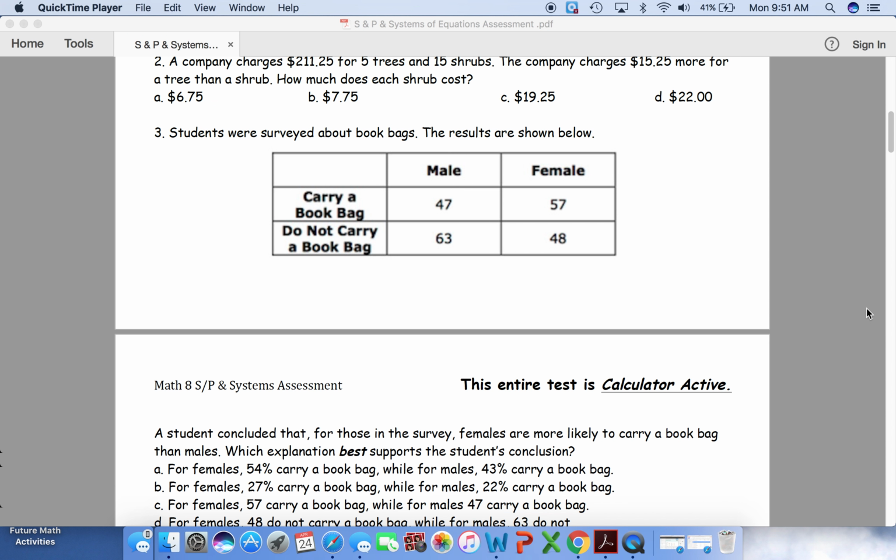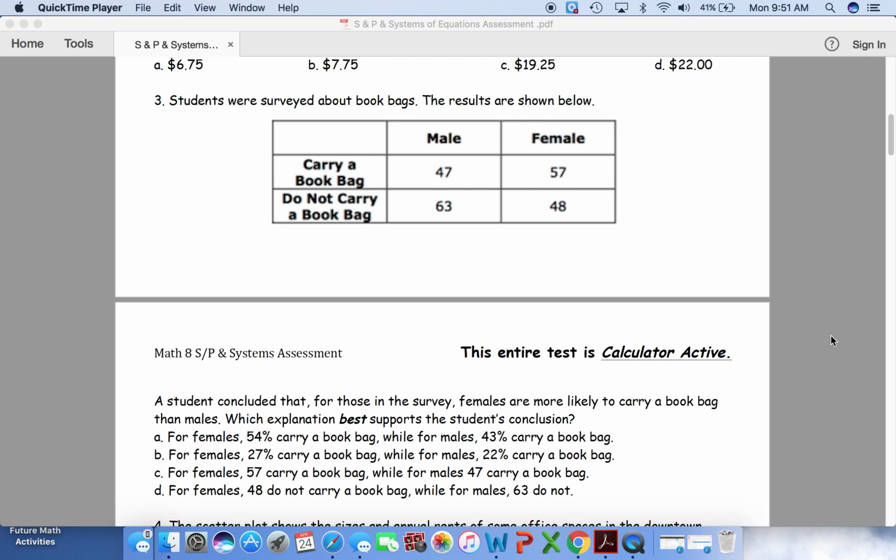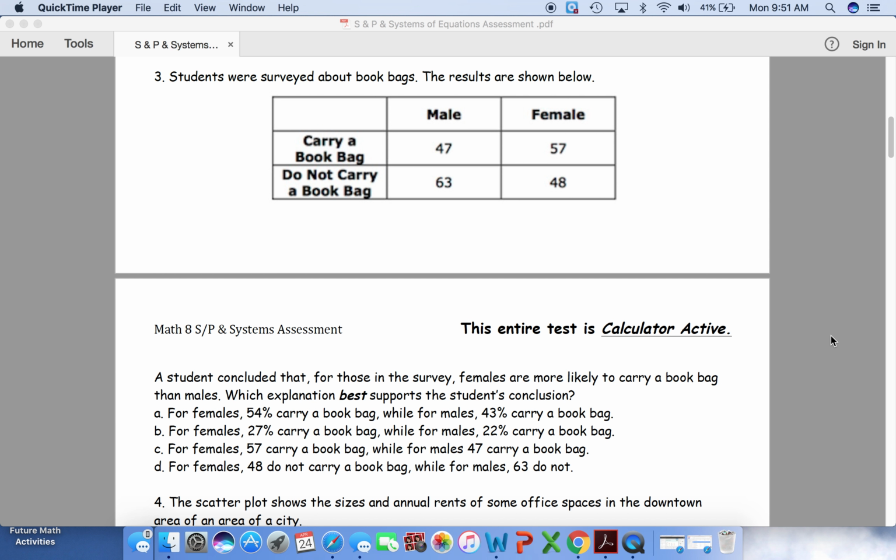Number 3. Students were surveyed about book bags. The results are shown below. A student concluded that for those in the survey, females are more likely to carry a book bag than males. Which explanation best supports the student's conclusion?